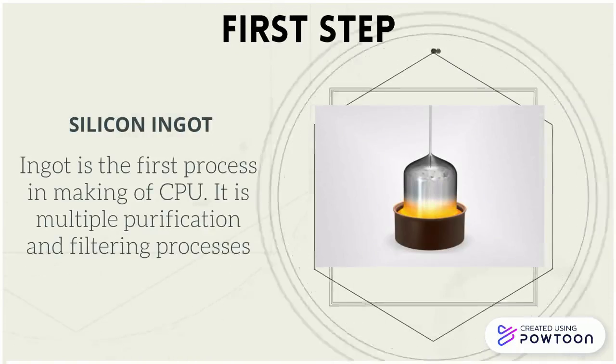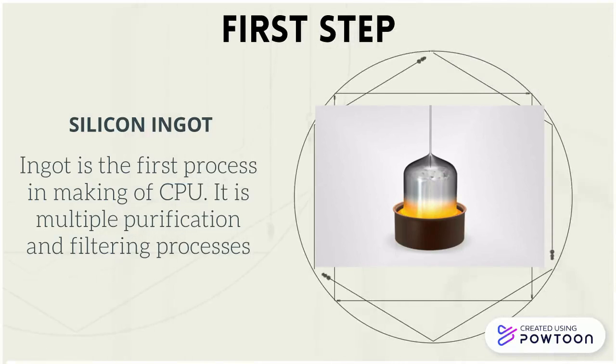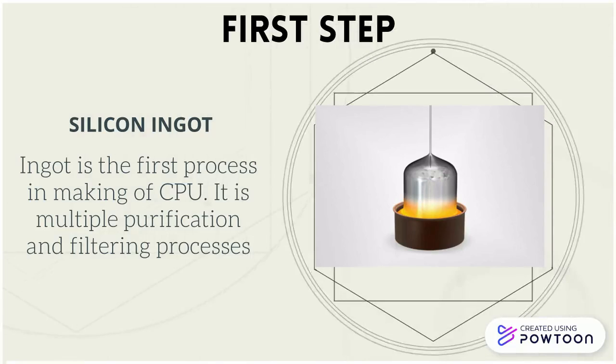First step is silicon ingot. In this step, multi-purifying and filtering processes are performed in order to deliver electronic-grade silicon, which has a purity of 99.99%. A purified silicon ingot, which weighs around 100 kg, is shaped from melted silica and ready for the next step.